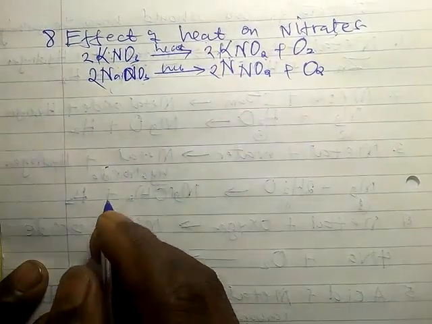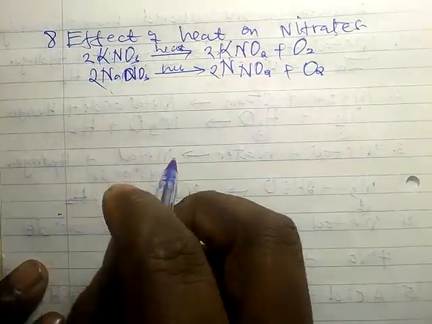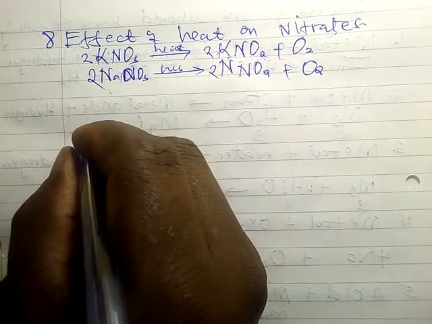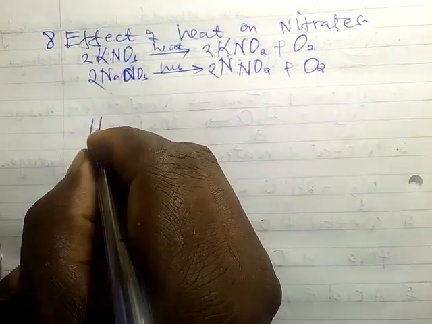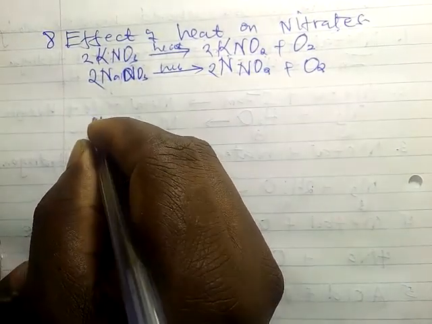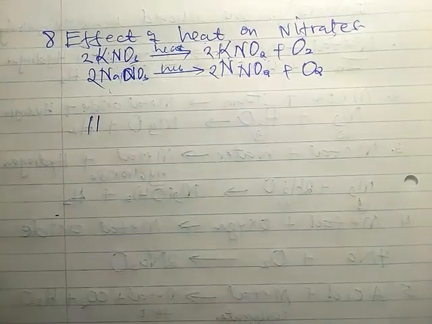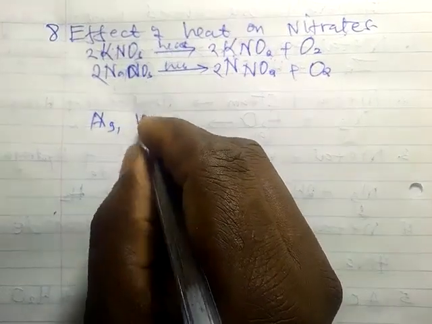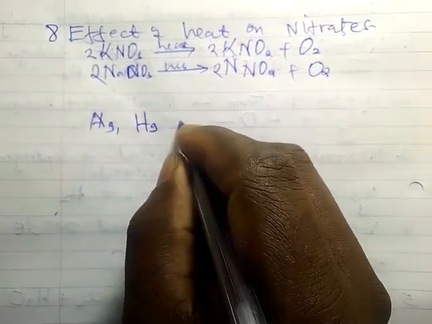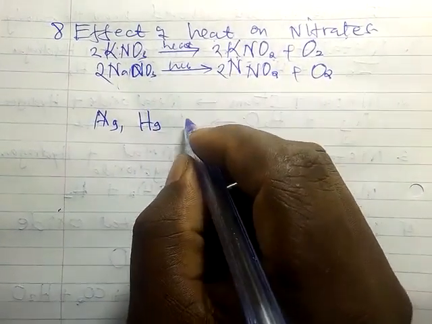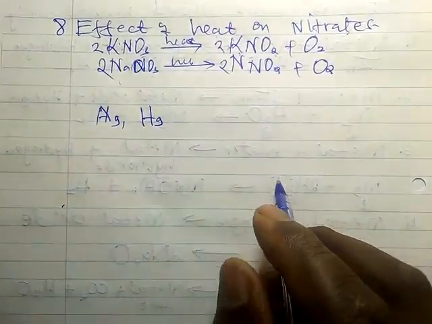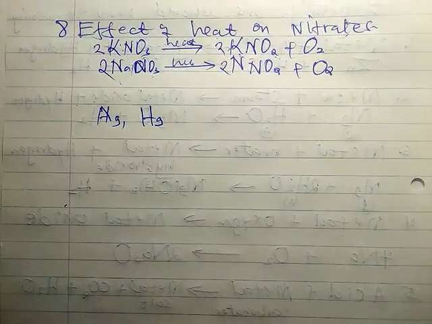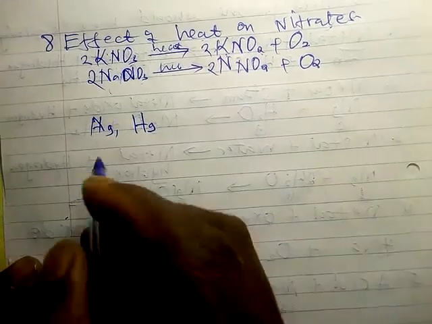The rest, except those of silver, Ag, and mercury, decompose to give the oxide, nitrogen 4 oxide and oxygen. So this is what I'm saying.